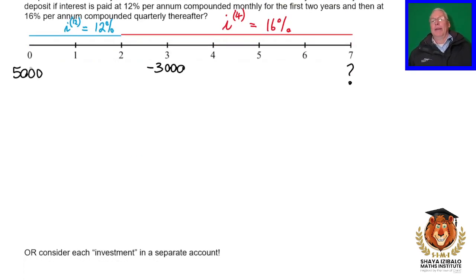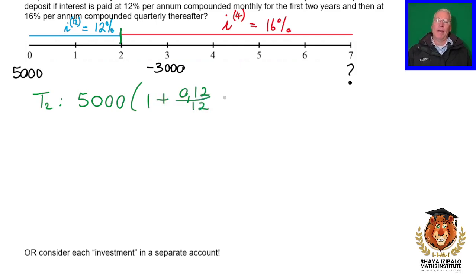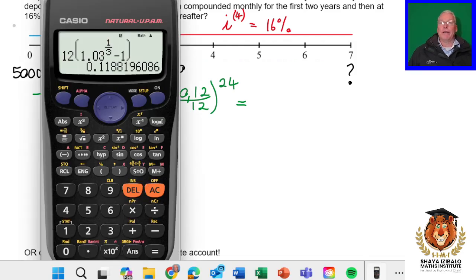All right. The first way is just to work along the number line. We can't go past any point where there's a change, so I can go straight to T2. At T2, the amount we will have is 5,000. This is just our normal compound interest formula, 1 plus our interest rate. Now, 12 months per year, 2 years, 24 times the interest will be compounded. Now, we can get that answer, and I'll show you, let's get that answer.